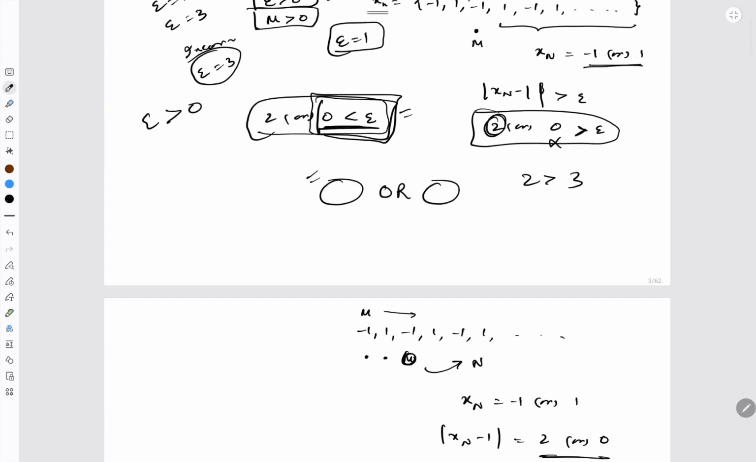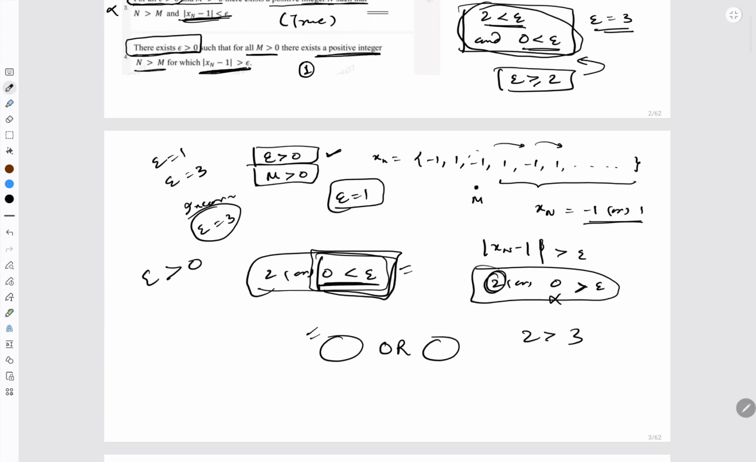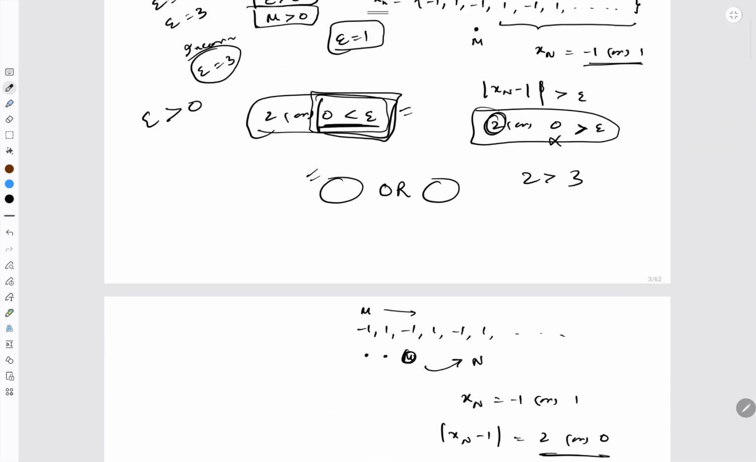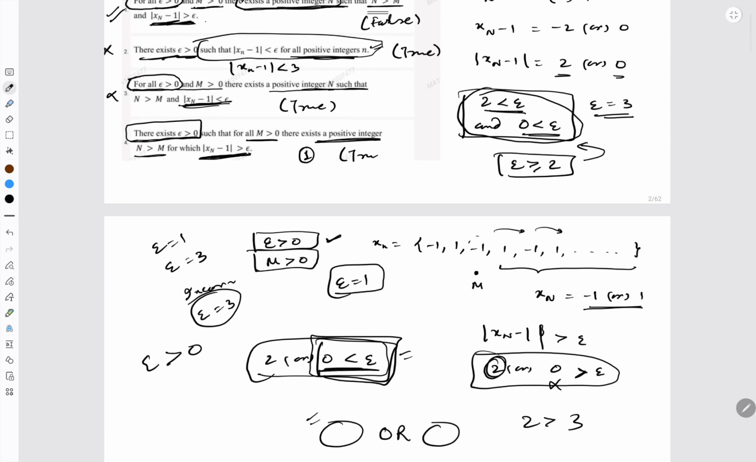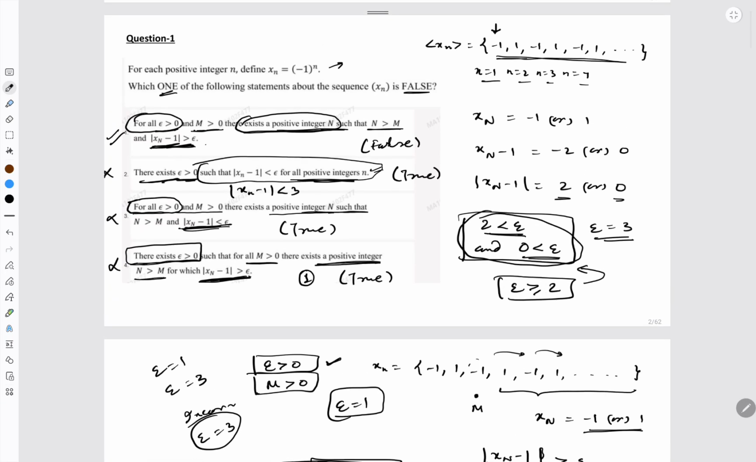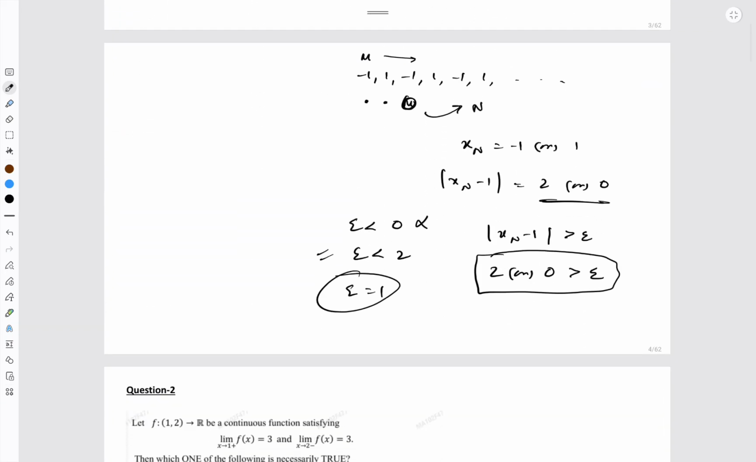Will there exist an epsilon for which this condition is true? Will there exist a positive epsilon for which epsilon is less than 0 or epsilon is less than 2? If epsilon is positive, this is not correct. But if I take epsilon as 1, this will be correct. So this option is also correct, right? So this is false.